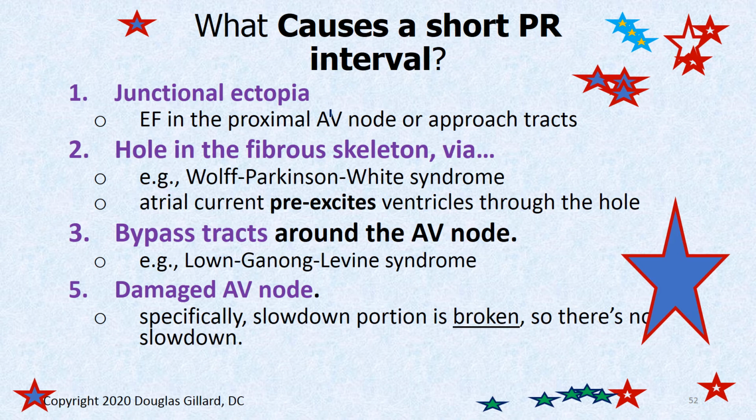A similar condition is Lown-Ganong-Levine syndrome. These are pre-excitation syndromes. We will talk about those, but that can also do it. And maybe this slowdown portion, remember the slowdown portion of the AV node, that's what makes the PR segment. If that's damaged and the signal from the atria goes right through to the ventricles without slowing down, you won't have a PR segment. So therefore your PR interval will be abnormal.